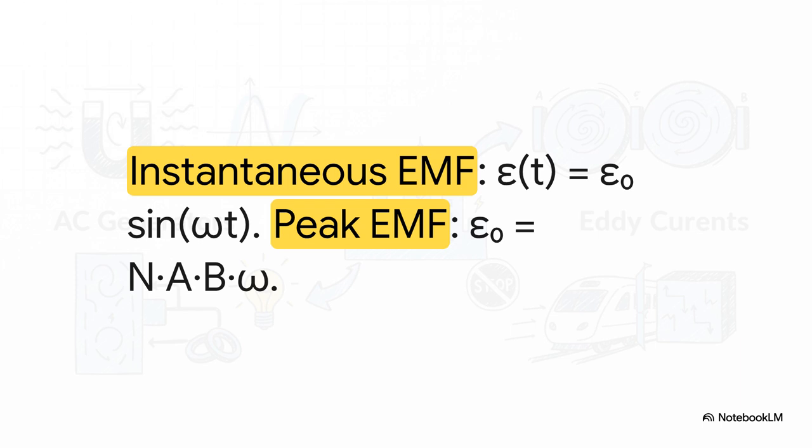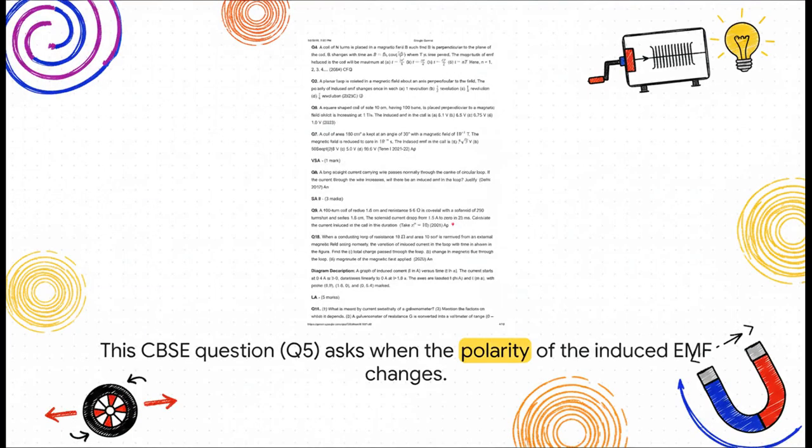The instantaneous voltage, which we call epsilon of t, climbs up to a peak, which we call epsilon naught. And that peak value just depends on the number of turns in the coil, its area, the strength of the magnet, and of course, how fast you spin it. All right, let's put this to the test.